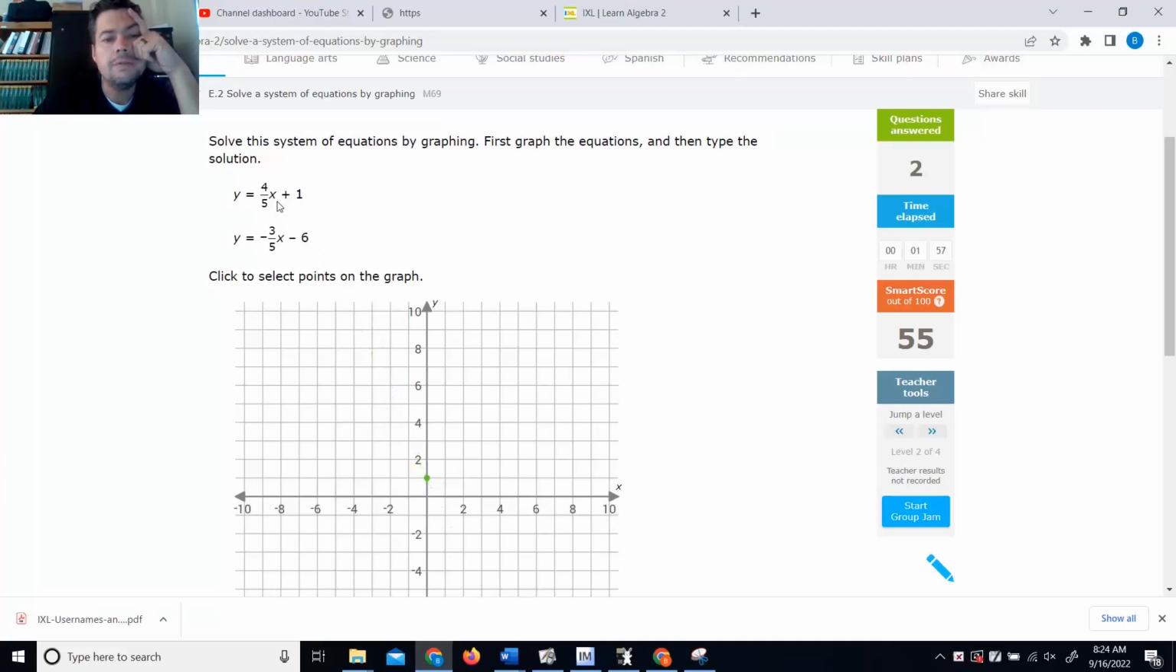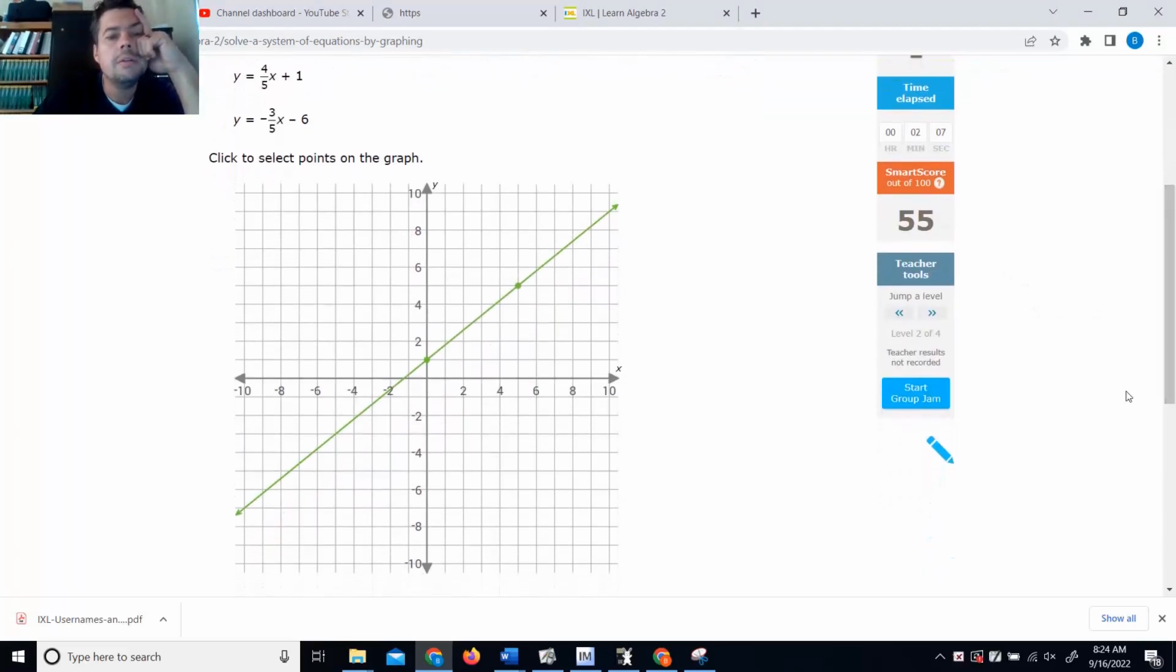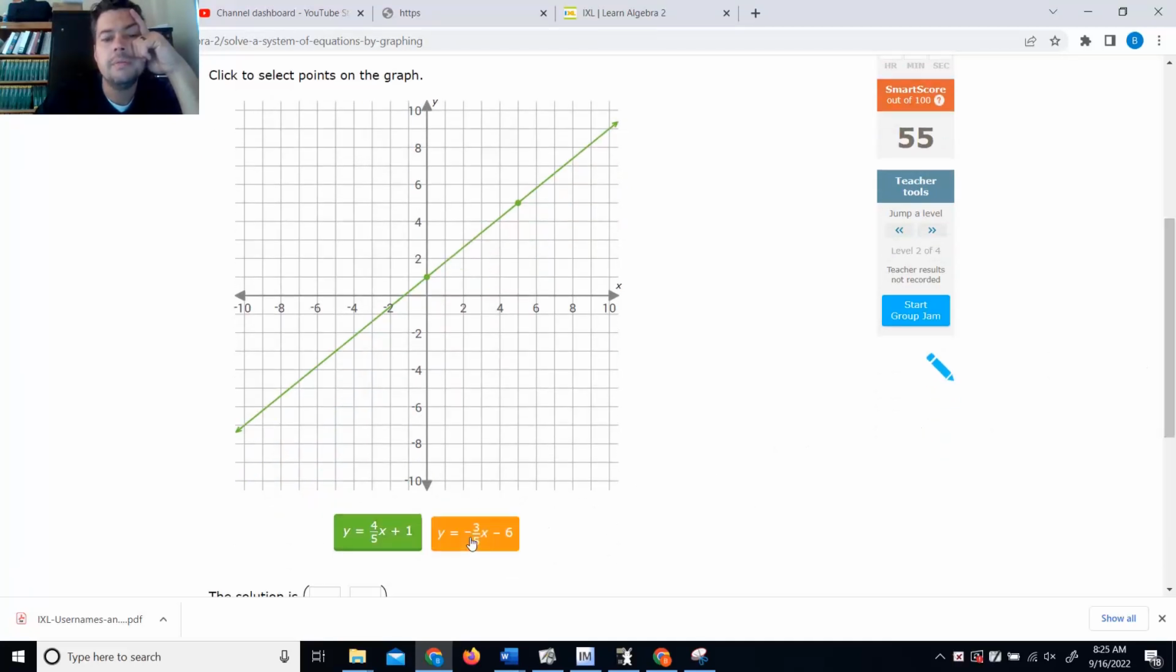+1, rise 4, run 5. Down 6. I had a smudge on my screen there. Oops, got to choose the equation. This one has a y-intercept of -6, and she falls 3, and then she runs 5. There's my intersection at -5, -3.